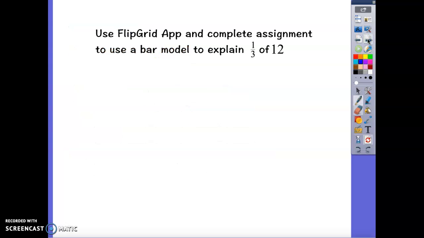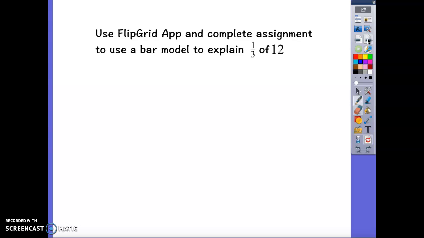So once you finish page 83, the next thing you're going to do is go to the Flipgrid. There's a link posted on Google Classroom for you to go to this Flipgrid, and you're going to show how to do a bar model for 1/3 of 12. I did a video explaining how to do the bar model using a different problem. You are going to do a bar model just the same, but doing 1/3 of 12. So watch that video, create your own, and then hit submit.